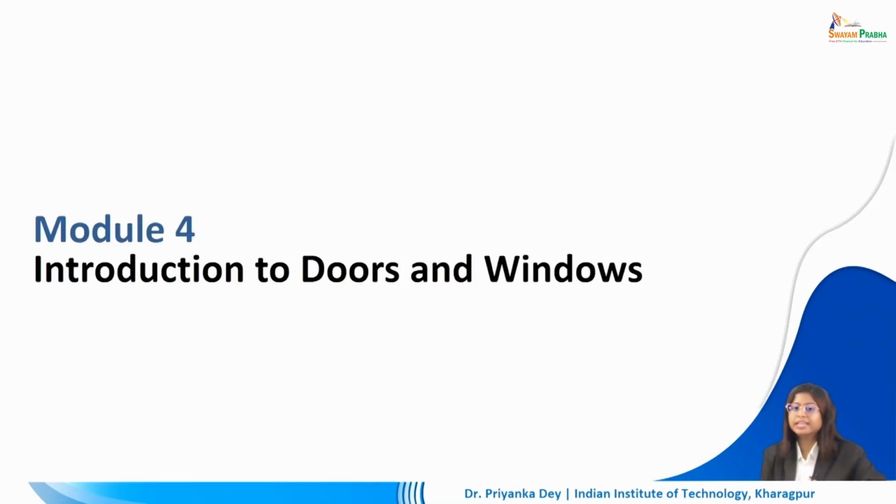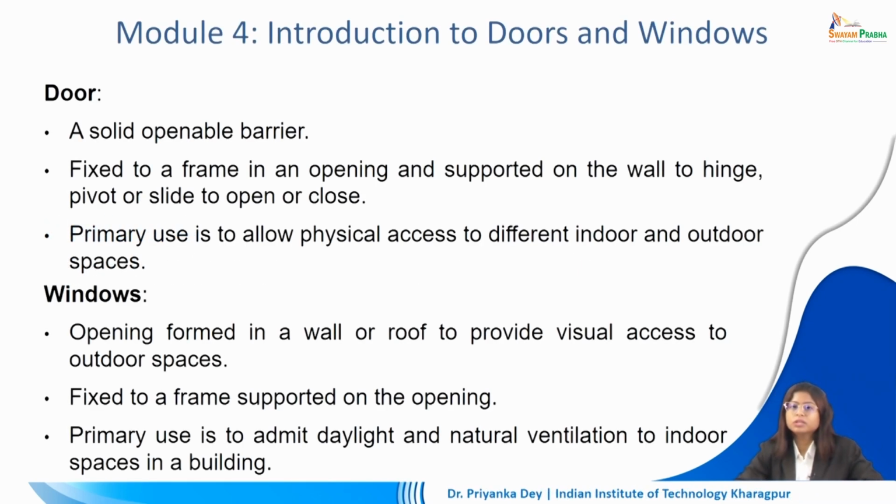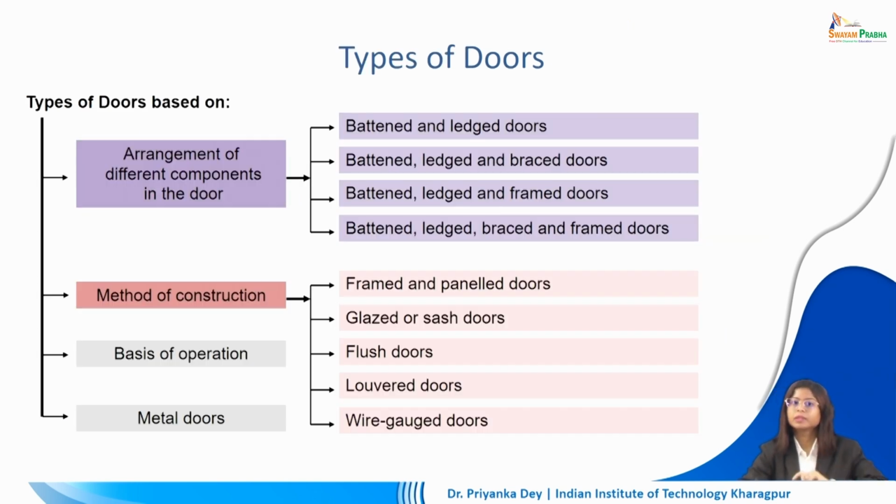Now, moving on to the next module, which is on doors and windows. A door is a solid openable barrier which is fixed to a frame in an opening, and it's supported on the walls to hinge, pivot, or slide to open. Primary use is to go from one room to the other or go from inside to outside. Now, windows are an opening where we can have visual access but cannot actually go through it. This is basically for daylight and natural ventilation of the indoor spaces.